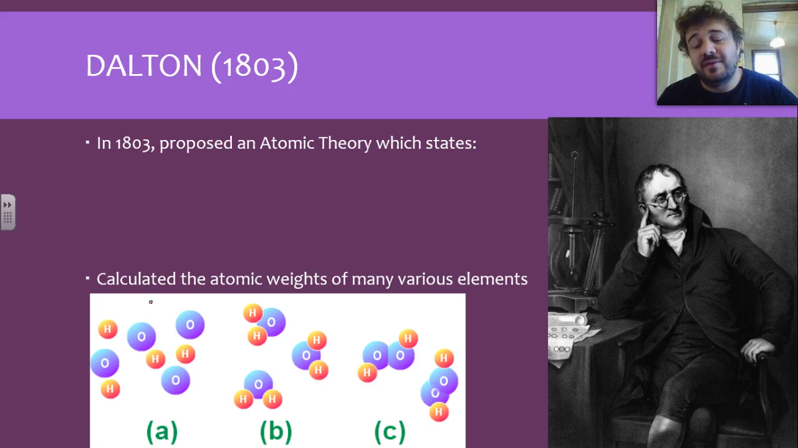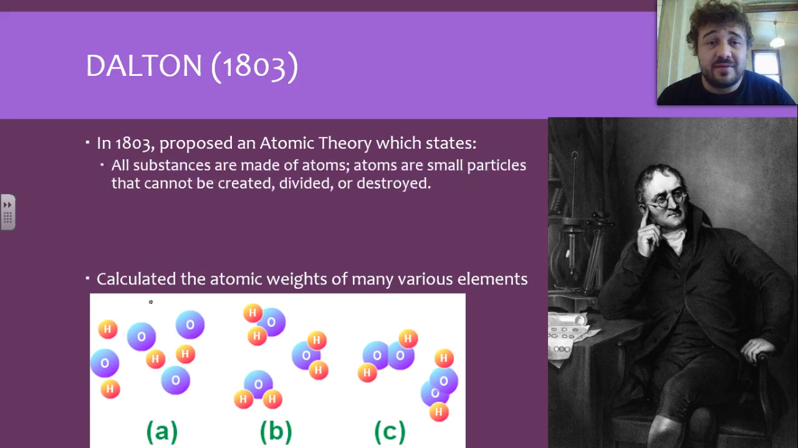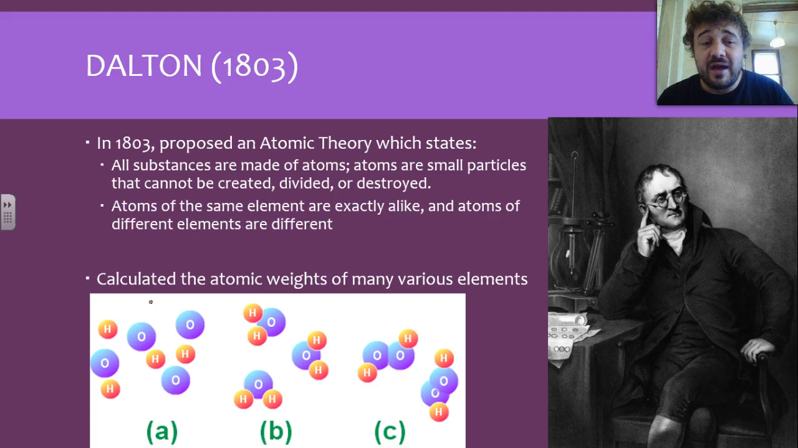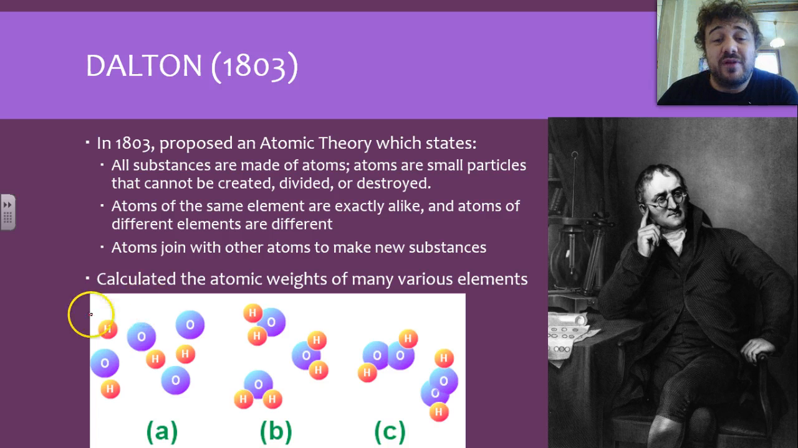He proposed the atomic theory, which is the first real atomic theory we have. It states that all substances are made of atoms, and they are small particles that can neither be created, divided, or destroyed. Okay, that's important. Atoms of the same element are exactly alike, and atoms of different elements are different, and he was talking about in mass how heavy they were. They'll join together to make new substances or be rearranged.